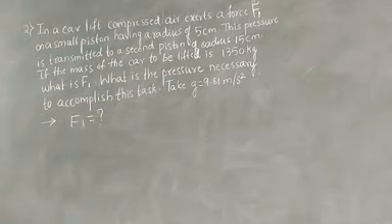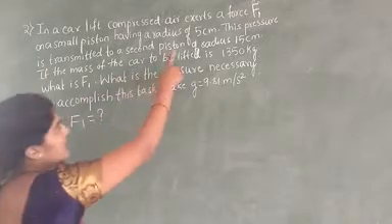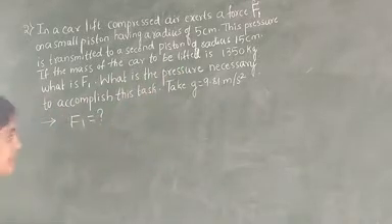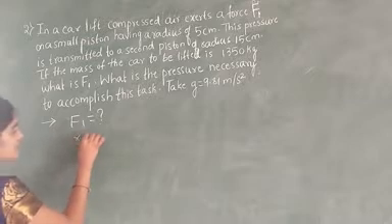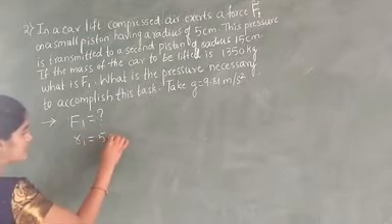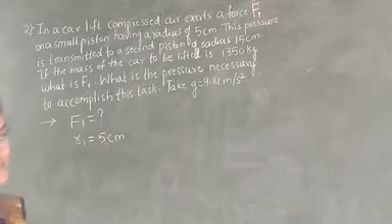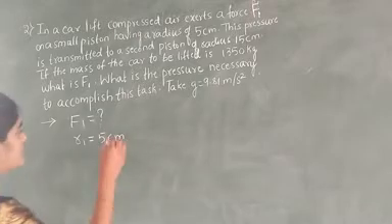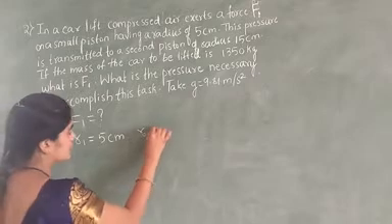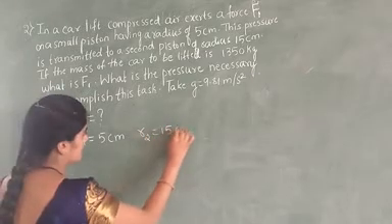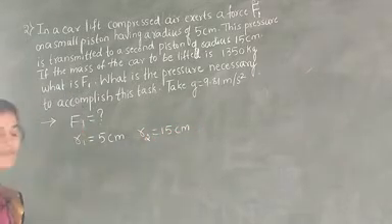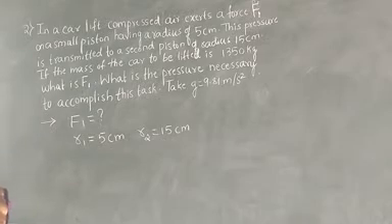Next, what data have they given here? On a small piston having a radius of 5 cm, let us consider R1 is equal to 5 cm. In the same way, they have given the second piston of radius 15 cm, R2 is equal to 15 cm. Now here we have to calculate the value of F1.